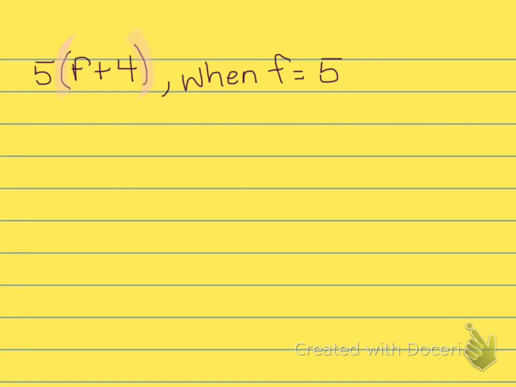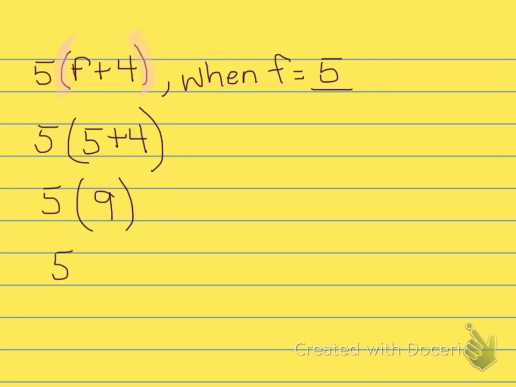Okay, so let's do this. Let's plug in our value for f, which is 5. So I'm going to rewrite what I've been given. 5 plus 4. Remember, we do the parentheses first. So 5 plus 4 is 9. And now we take care of the 5. So remember I said this problem read 5 times the quantity f plus 4. We know the quantity f plus 4 is now equal to 9, so 5 times 9 just happens to be 45. And 7th graders, that's the answer we're looking for.